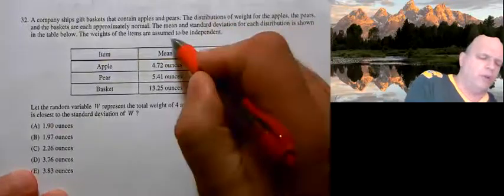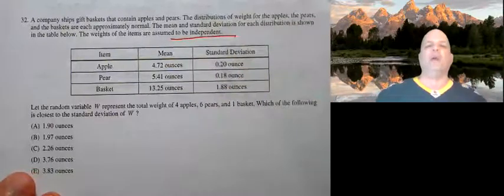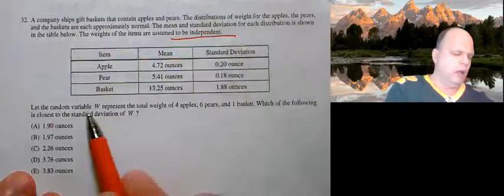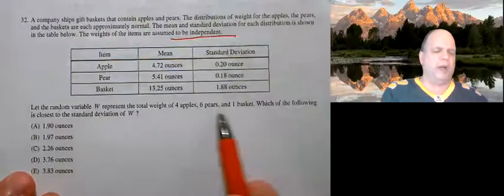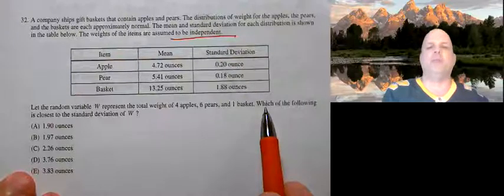That is critical because they're going to ask us to combine standard deviations, and we cannot combine standard deviations or variances if they're not independent. They told us they were, so we're good to go. Let the random variable W represent the total weight of 4 apples, 6 pears, and 1 basket. Which of the following is closest to the standard deviation of W?